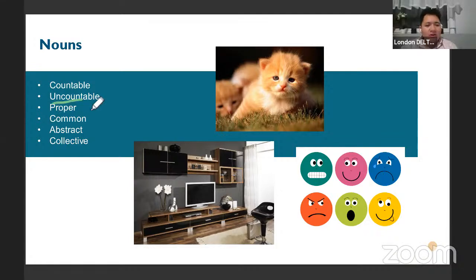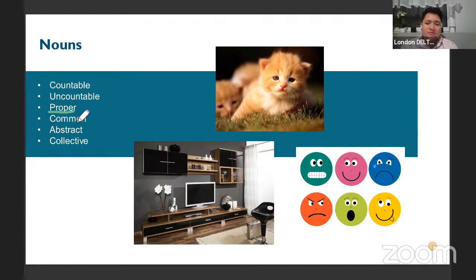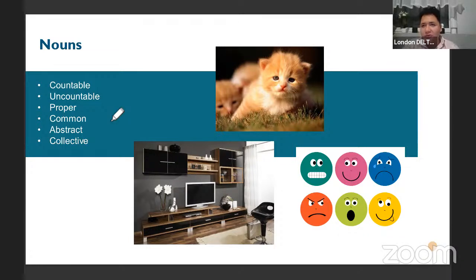Good. How about an uncountable noun? Time. Sugar. Coffee. Liquids. Exactly. Proper noun. Names. Country. Very well. Cities. Names of places, names of people, names of organizations, companies. Very well.